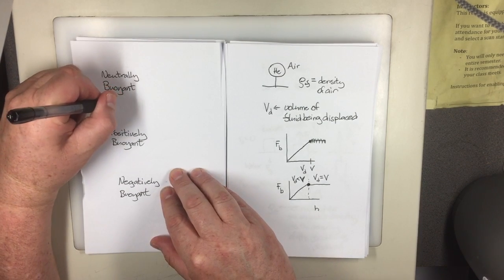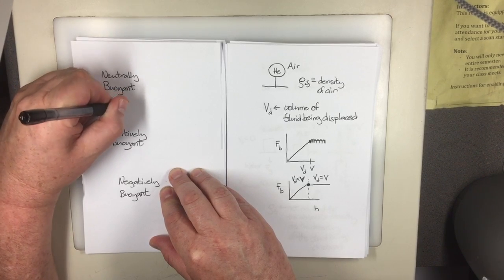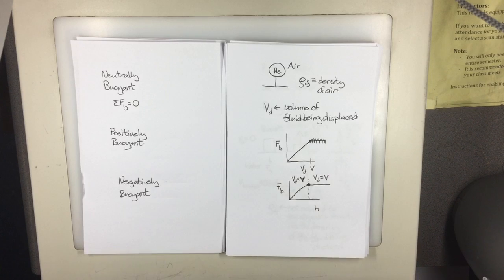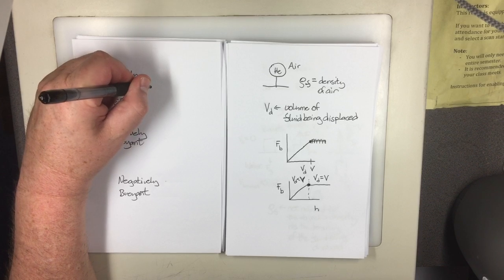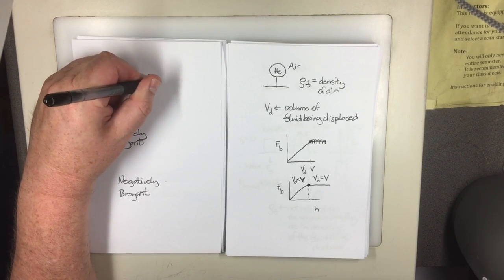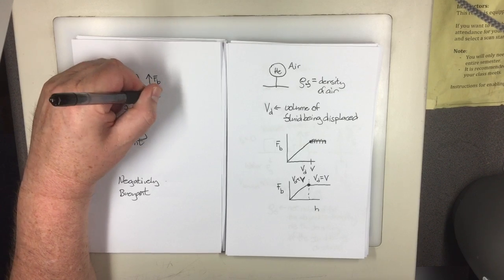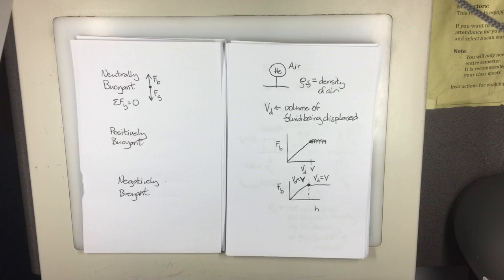In neutrally buoyant, the sum of the forces vertical is equal to 0. So if you have an object underneath the water, it has a buoyant force pushing up and a gravity force pushing down. If both of those are equal to each other and the forces add up to be 0, then it's neutrally buoyant and it just sits there. A lot of times, if you had a balloon and you let it go and the balloon would just sit there and float through the air, that is a neutrally buoyant object.